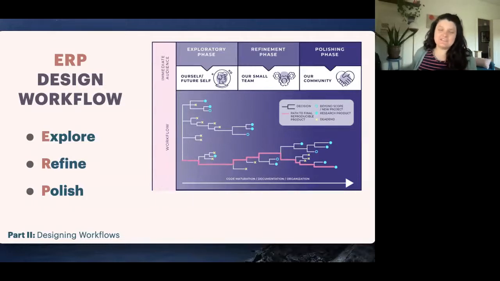Because you can also further separate this spectrum into the exploratory phase, in which your audience is yourself, the refinement phase, in which your immediate audience is your small team. That's when you start discussing what is going on in your research. And then the polishing phase is where reproducibility becomes the most stringent because you're presenting it to your community.